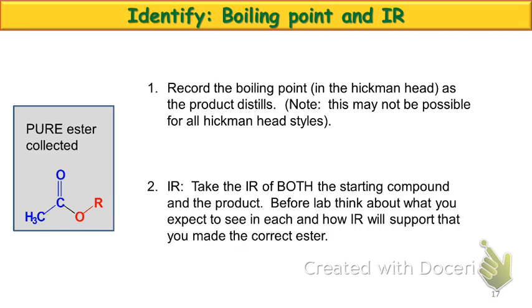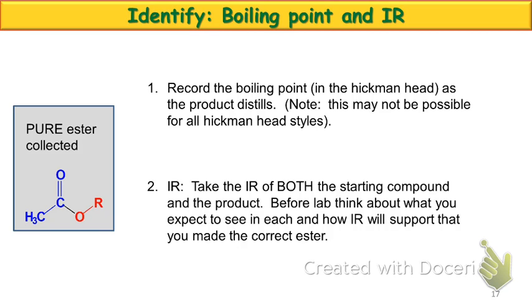Once you've got your product, you can then go through, determine your percent yield. You can record a rough approximate boiling point using your Hickman distillation head. It probably won't work, but you're going to do it anyway. And then you'll obtain an IR of your starting compound and your product. What would you expect to see in the IR? Ester has at least 3 bonds. So telling me you expect to see an ester functional group in the IR is not a very good sign for your IR assignment that you just turned in.